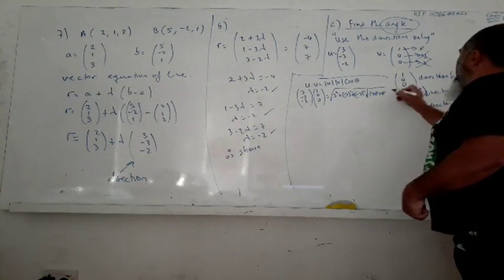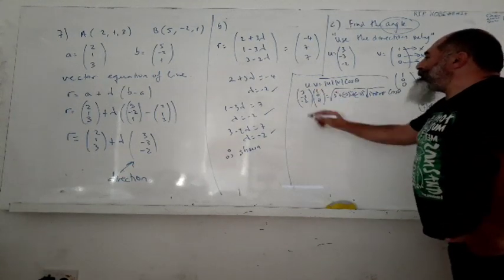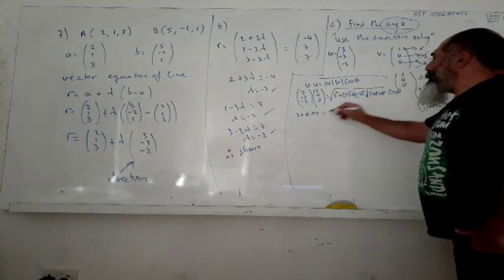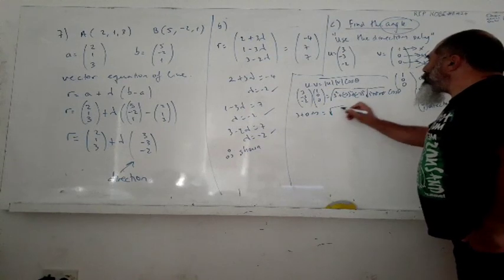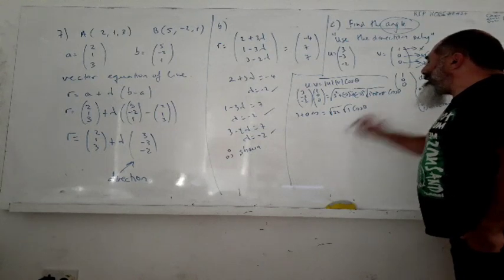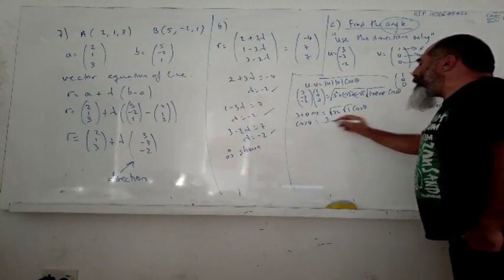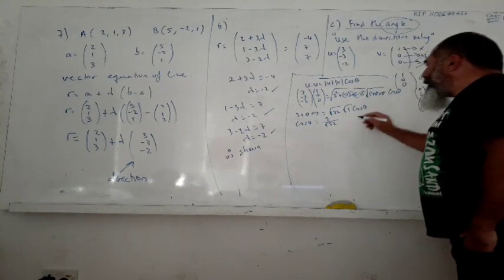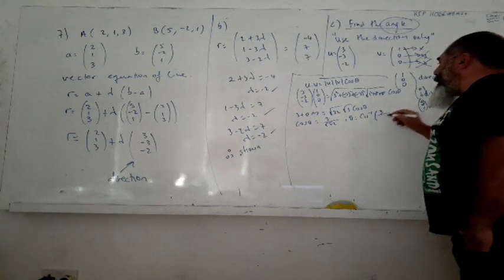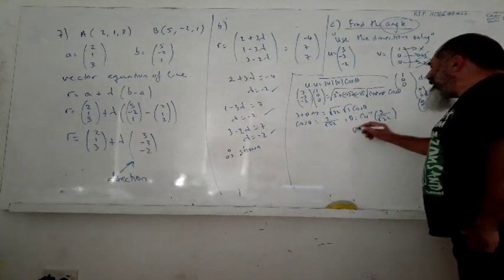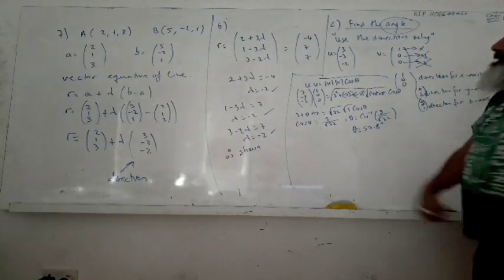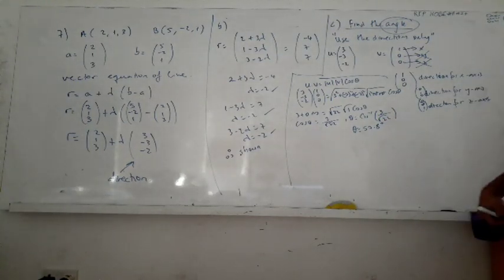So 3 times 1 is 3, plus 0 is equal to root 22 times root 1 cosine theta. So cosine theta is equal to 3 over root 22. So theta is equal to cosine inverse 3 over root 22, and that is something like 50.8 degrees. So that's the answer for part C. Let's do part D.